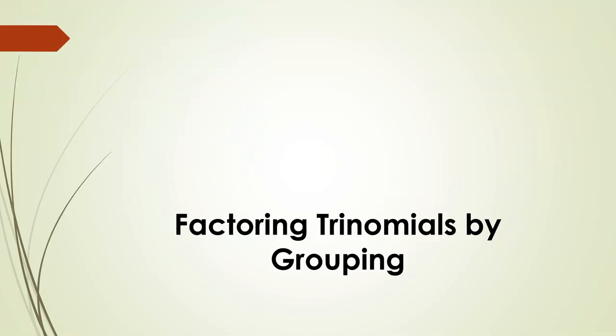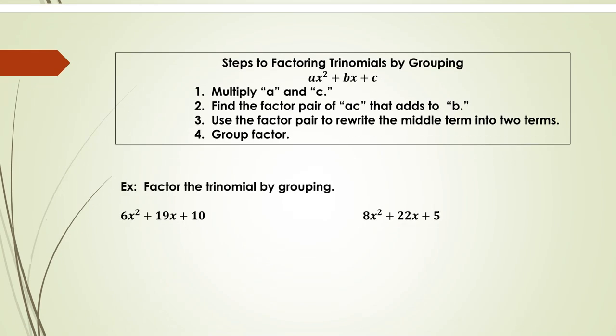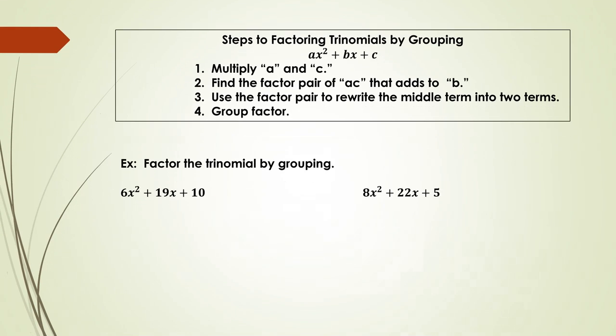In this lesson, we will be factoring trinomials by grouping. The steps to factoring trinomials by grouping first require us to have the trinomial written in descending order, where you have x squared, then the x term, and then the constant term.